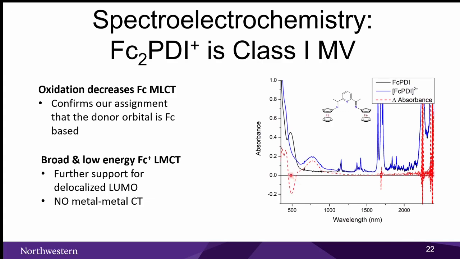So that further confirms that the donor orbital in this ferrocene transition is ferrocene based, because you take the electrons out of ferrocene and you don't have a band anymore. And then you see a growth of a ferrocenium ligand-to-metal charge transfer. And for everyone wondering what all this garbage is, they're solvent overtones and such that appear in the near IR. Our lab doesn't have the fancy spectroelectrochemical equipment to not have those in our spectra, but as you can see, they subtract out fine.